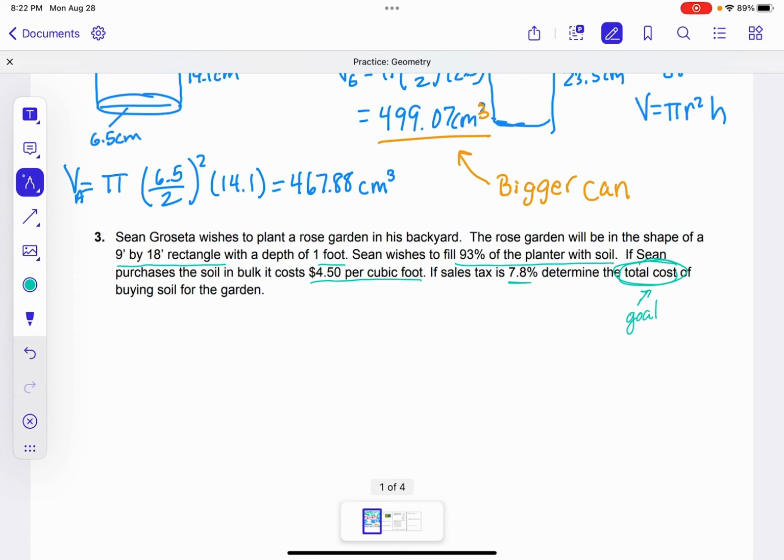We're given, and for my givens, I'm going to draw a picture. So we have a garden. Here's my garden. It's 9 feet by 18 feet, and it's 1 foot deep.